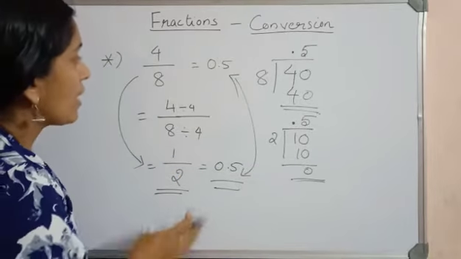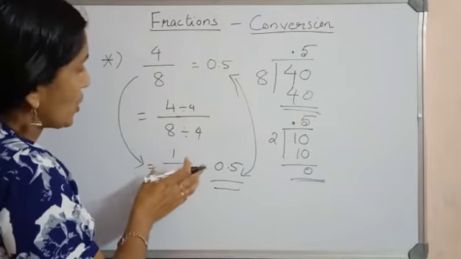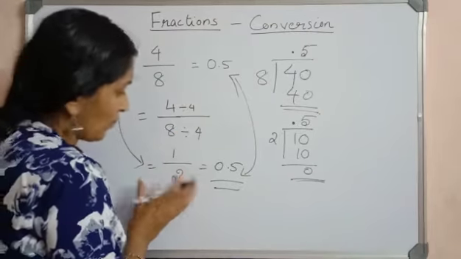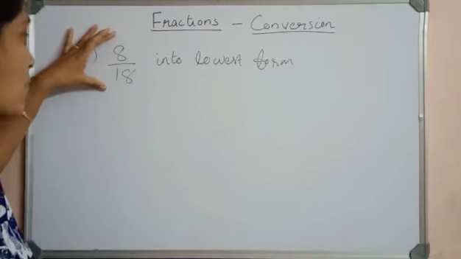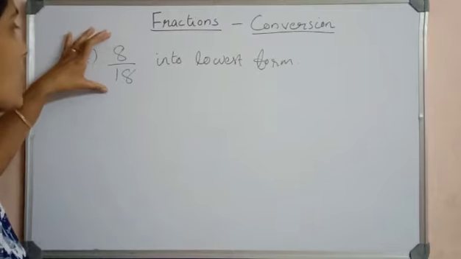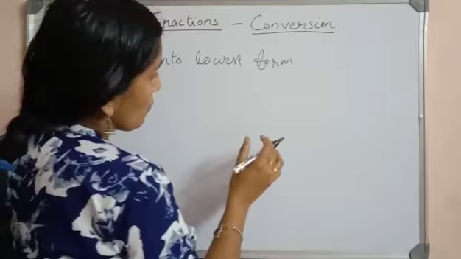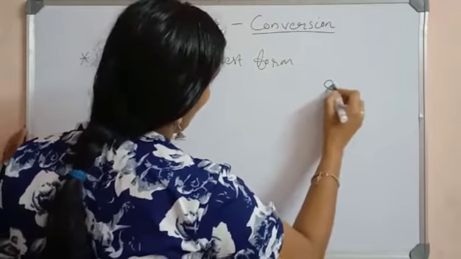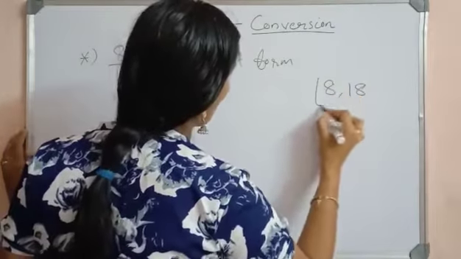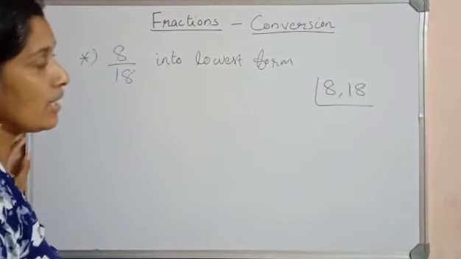And always remember, we need to express any fraction given into its lowest form. Now let's consider this question 8 by 18, and we need to convert it into the lowest form. How can we convert? For that, first we need to find the HCF, that is the highest common factor of both the numerator as well as the denominator.